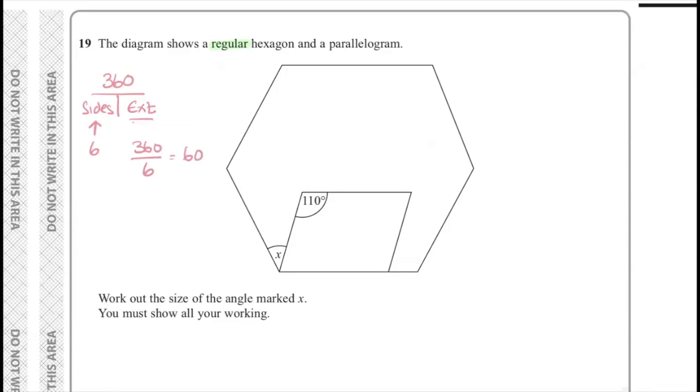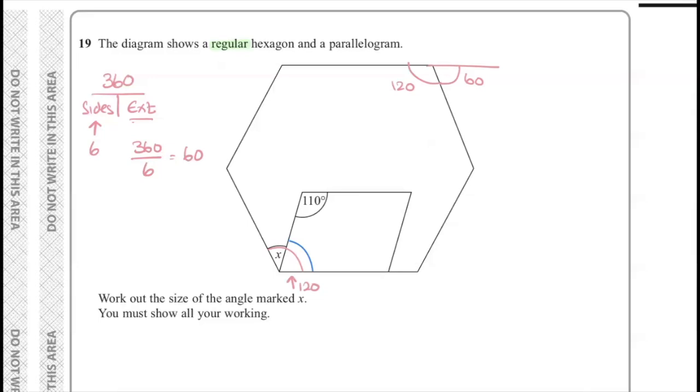Now that's the exterior, which lies on a straight line with the interior. So I know the interior of a hexagon is 120, because it's regular, they all are. So if we get over here where our x is, I know that from here all the way to here, I've got 120. If I can work out this bit, then I can take it away and I'll understand what my x is.